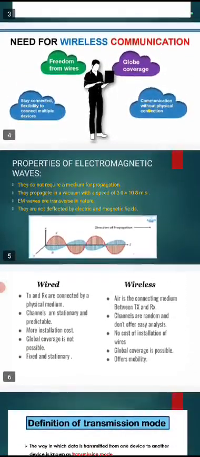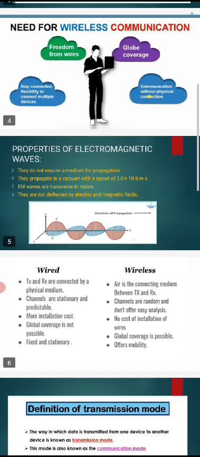Let's see the need for wireless communications. There are certain needs for wireless communication, such as global coverage, freedom from wires, communication without any physical connections, staying connected, and flexibility to connect multiple devices.